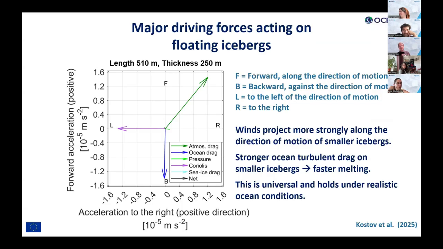And also we have a stronger ocean turbulent drag on these smaller icebergs, which may imply that potentially they would experience faster basal melting, if we think that the basal melting depends on the rate of the ocean turbulent drag. There have been previous studies that have suggested that these differences between the motion of larger and smaller icebergs would be valid if the ocean were in purely geostrophic balance, but we think that these relationships are more universal and hold under realistic ocean conditions. For example, in the conditions that we've simulated in the Amundsen Sea.